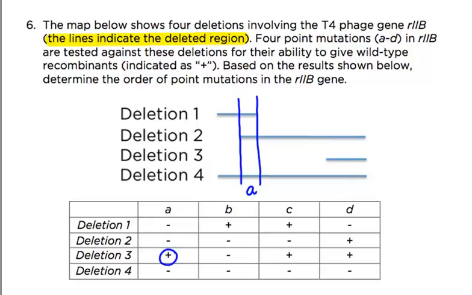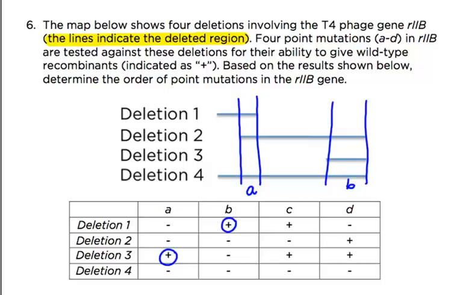Okay, so now let's look at B. B only recombines with deletion 1, so it must be in a spot that is not deleted for deletion 1, but is deleted for the other 3. Now remember, again, the lines are what is deleted. So if you look at the right, these two vertical lines are areas where there's deleted section of 2, 3, and 4, but not 1. So this is going to be around where the mutation B is.